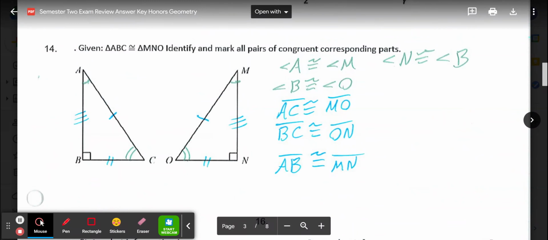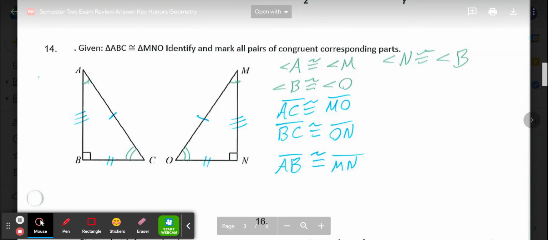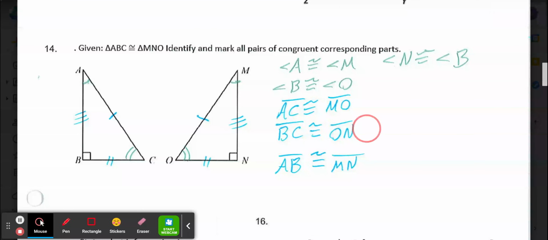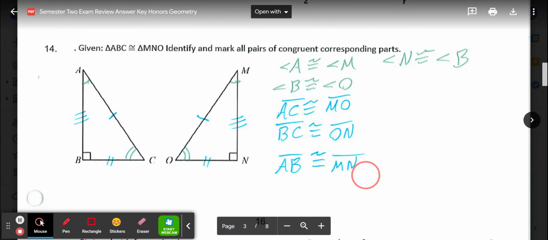In 14, mark all pairs of congruent corresponding parts and identify them, so you could mark them in the diagram as you see here, or write them out as you see here.